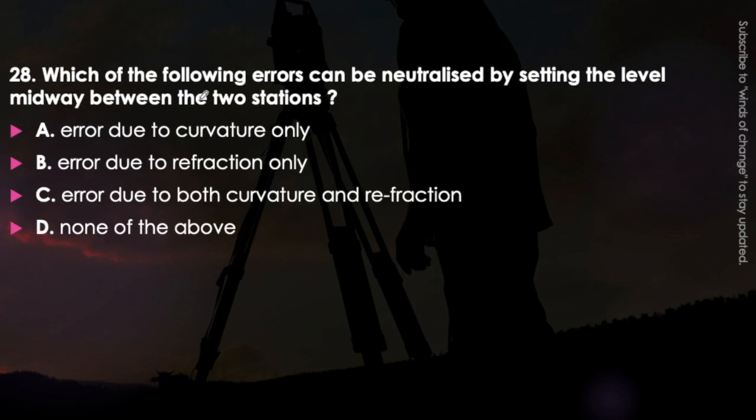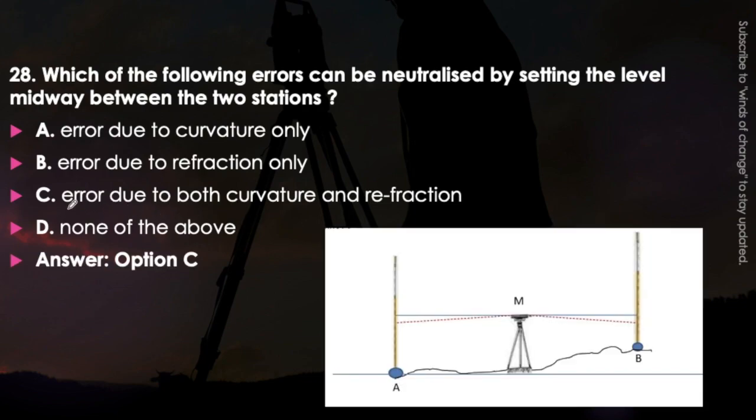Next question. Which of the following errors can be neutralized by setting the level midway between the two stations? Error due to curvature only, error due to refraction only, error due to both curvature and refraction, or none of the above. Just think about it. If we set the level midway between the two stations, which error can be eliminated? The answer will be option C, that is error due to both curvature and refraction. These two errors are eliminated by placing the telescope in between the two stations, that is A and B. So memorize it, it is very important.